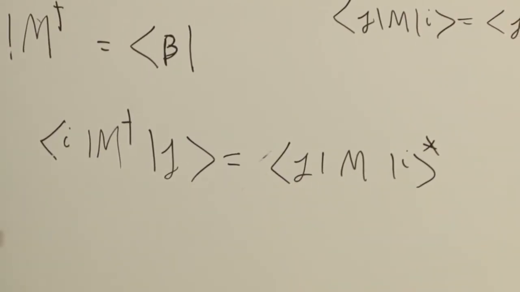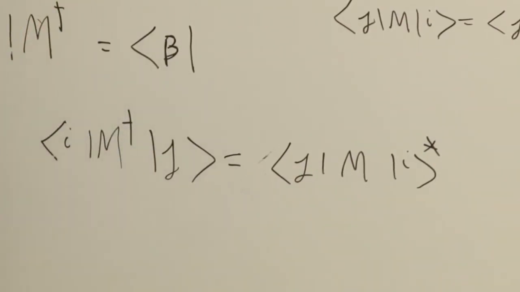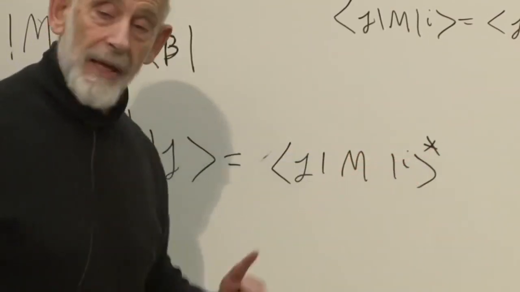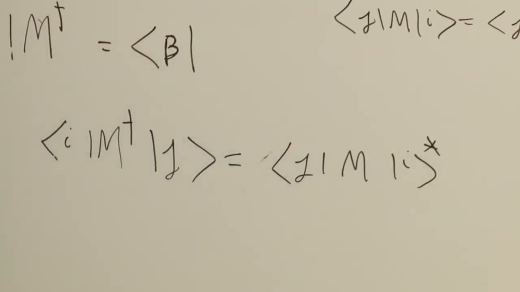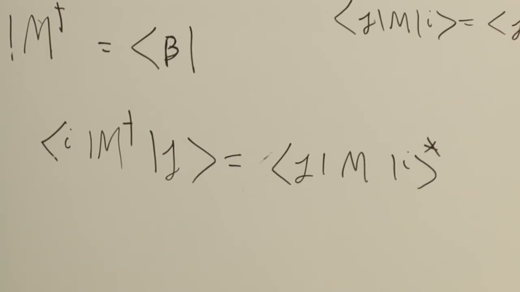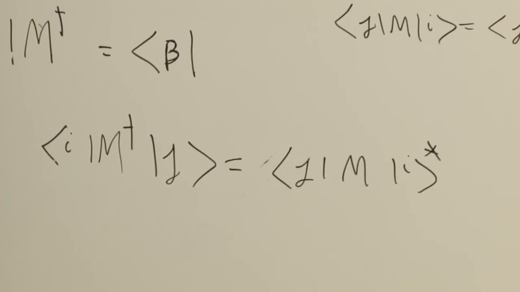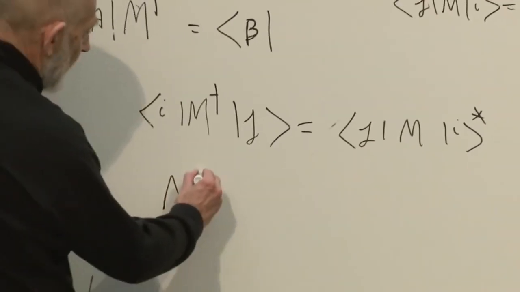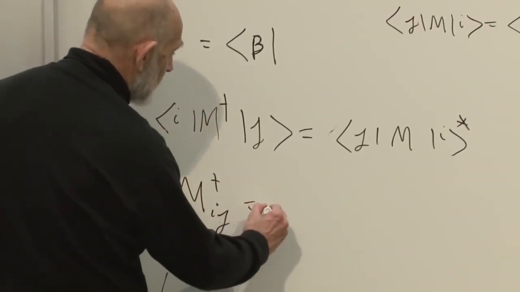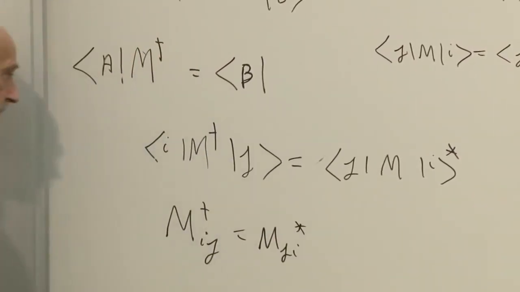So if I know the matrix elements of M, what do I do to get the matrix elements of M dagger? It's very simple. You complex conjugate, but that's not quite enough. You complex conjugate and you interchange I's and J's. You interchange I and J. Okay? Another way to write it is that M dagger ij is equal to Mji star.